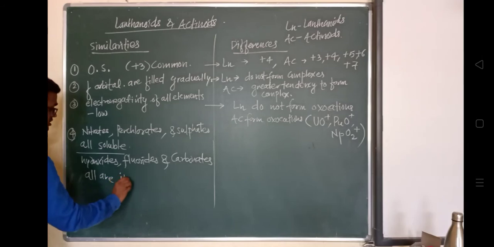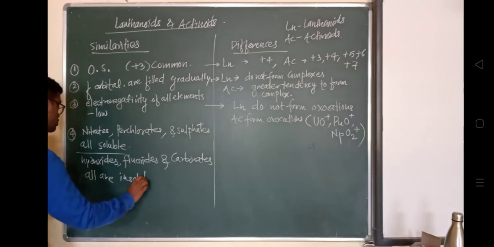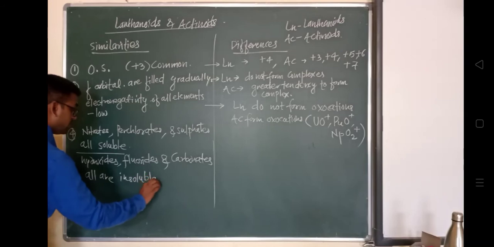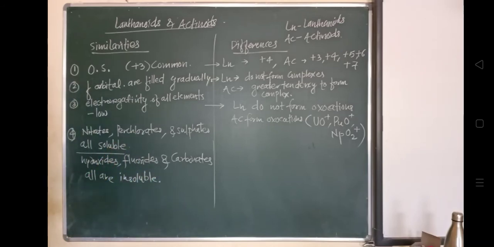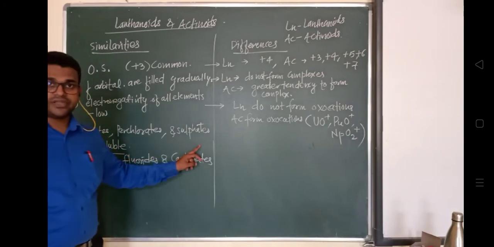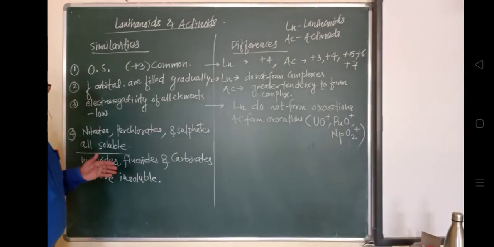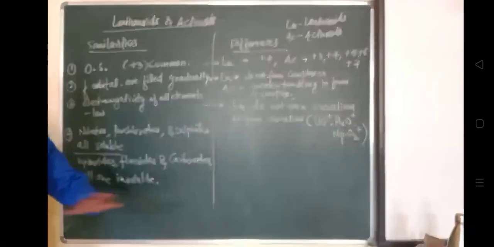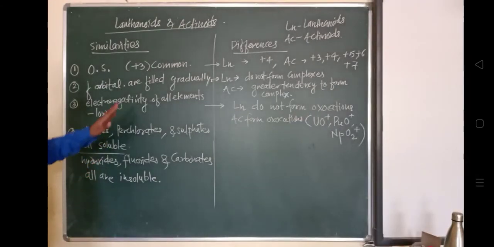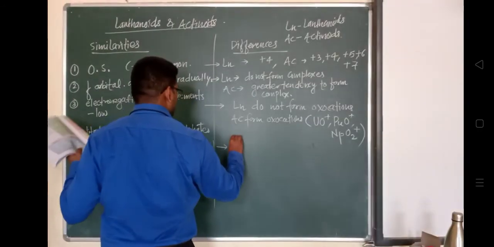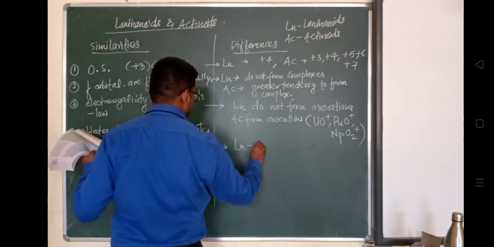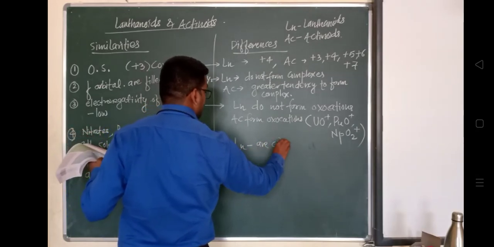Most of the lanthanoids are colorless. If we talk about their color, most of the lanthanoids are colorless in nature, and actinoids are colored ions. So these are a few listed similarities and differences between lanthanoids and actinoids.